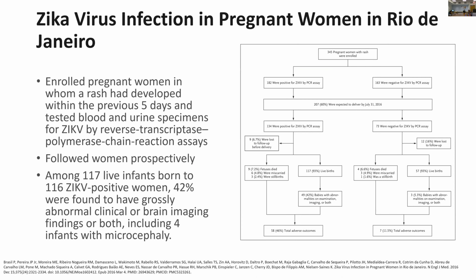So here are some of the early studies that helped to set up the association between Zika and teratogenicity. This was a study from Rio de Janeiro in which they enrolled pregnant women who developed a rash within the previous 5 days and then tested positive for Zika via PCR. They followed the women prospectively, and they saw 117 live-born infants born to 116 Zika positive women, and 42% had abnormal clinical or brain imaging or both, and there were 4 cases of microcephaly. So this is some of the first data that really was arguing for the causative effect of Zika on microcephaly.